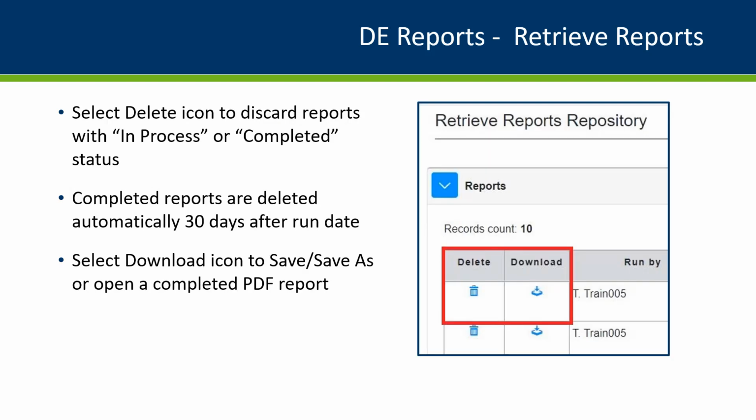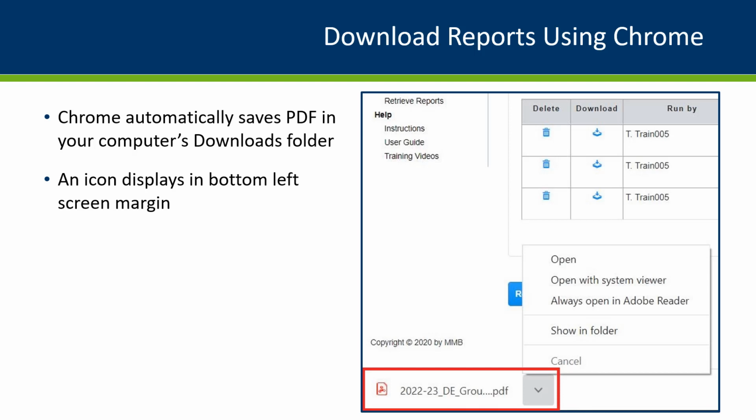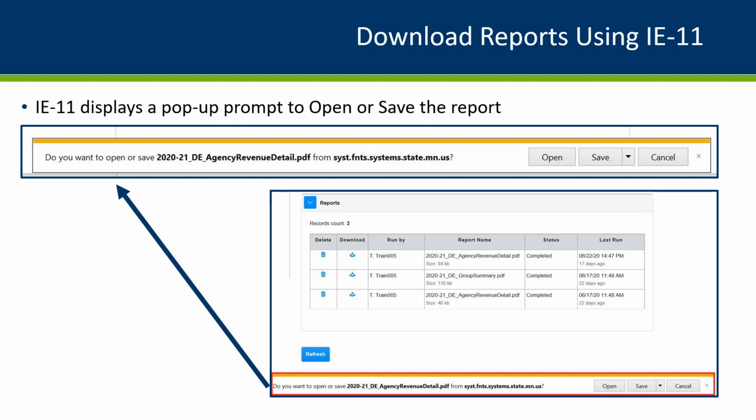You can delete reports in Completed or In Process status. Reports will be cleared from the list automatically after 30 days. Select the icon in the Download column to open or save a completed report. When using Chrome as your internet browser, the report will be automatically saved in the Downloads folder of your computer, and an icon of the report will appear in the bottom left-hand corner of the screen. If you are using IE11 as your internet browser, a pop-up at the bottom of the screen will ask whether you want to open or save the PDF report.